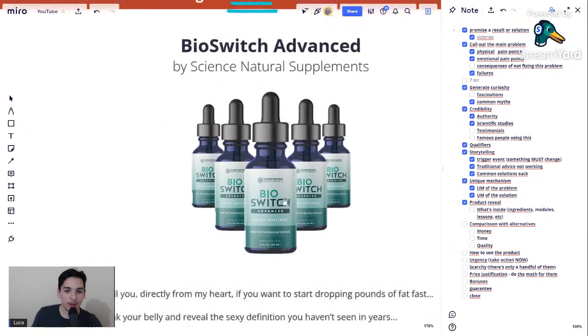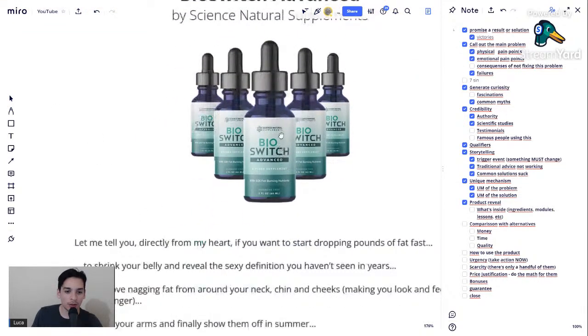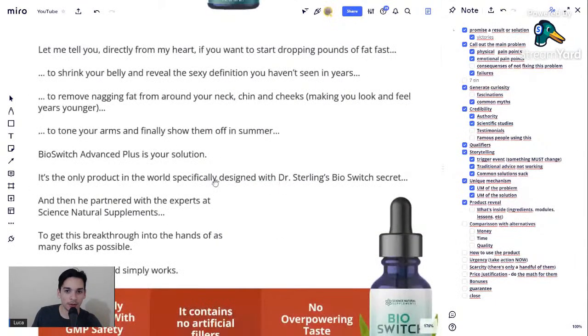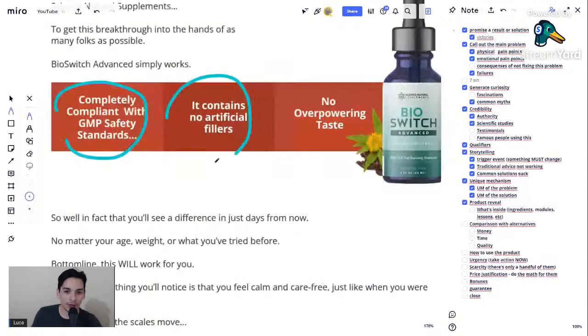So this is the BioSwitch. This is the product introduction. If you want to start dropping pounds of fat fast, what are the characteristics? What's inside? Let's talk about this. We already have the promise and the emotional storytelling, and now we talk about the product and start talking about the benefit of the product, right?